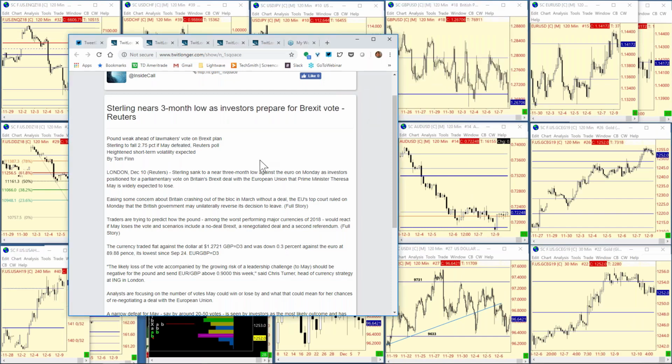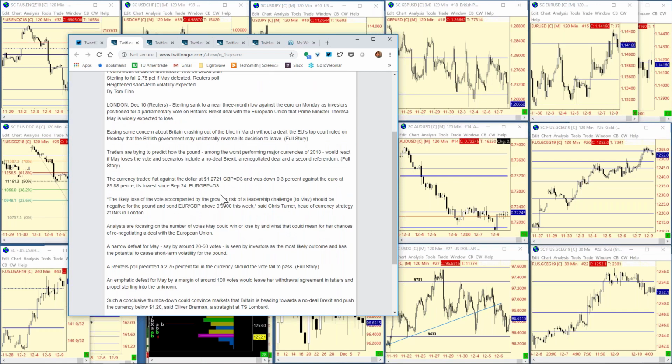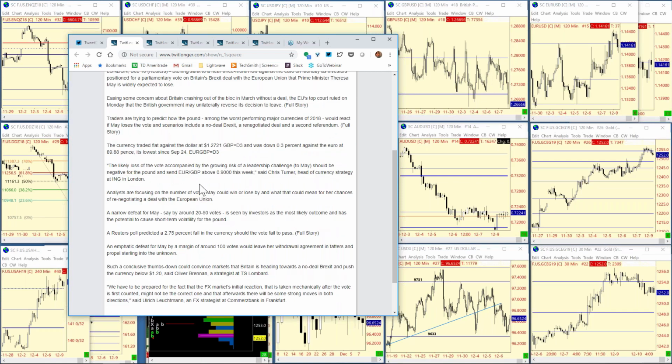Sterling sank to a near 3-month low against the euro on Monday as investors positioned for a parliamentary vote on Britain's Brexit deal with the European Union that Prime Minister Theresa May is widely expected to lose, easing some concern about Britain crashing out of the bloc in March without a deal. The EU's top court ruled on Monday that the British government may unilaterally reverse its decision to leave. Traders are trying to predict how the pound, among the worst performing major currencies in 2018, would react if May loses a vote, and scenarios include a no-deal Brexit, a negotiated deal, and a second referendum. The currency traded flat against the dollar and was down 0.3% against the euro at 89.88 pence, its lowest since September 24th. Well, now we know we do have new lows right here.